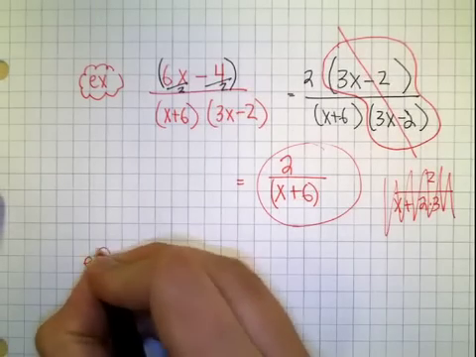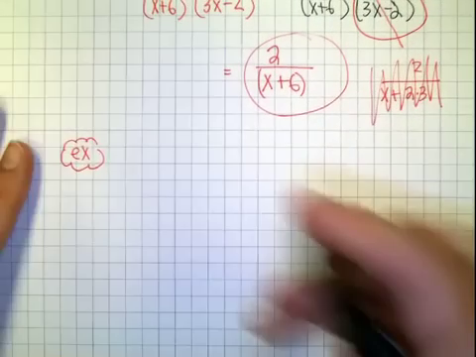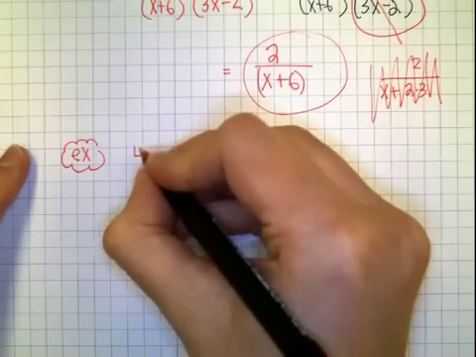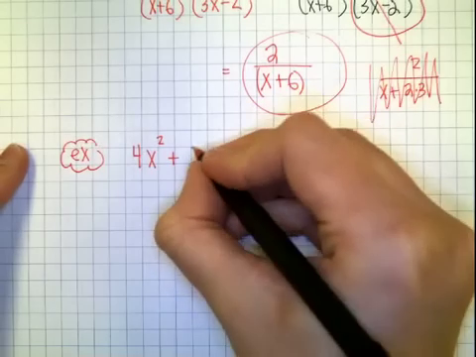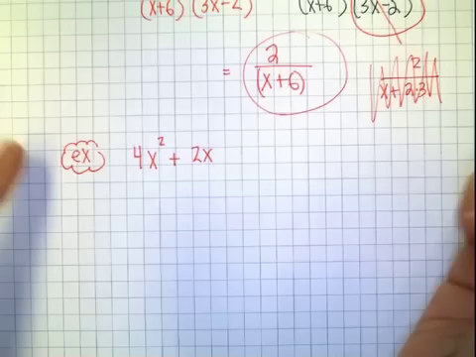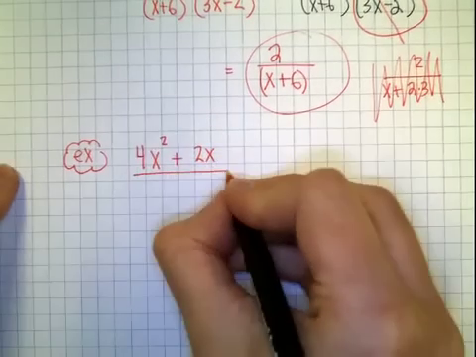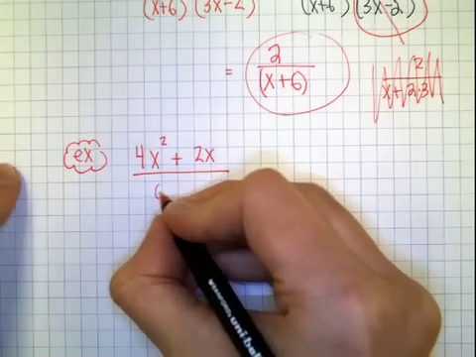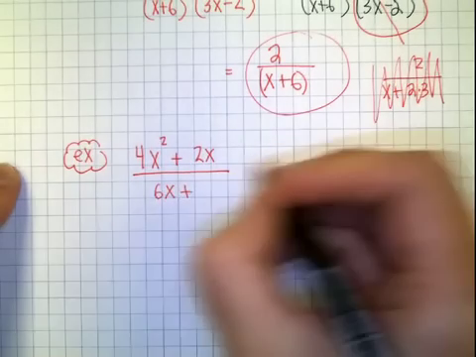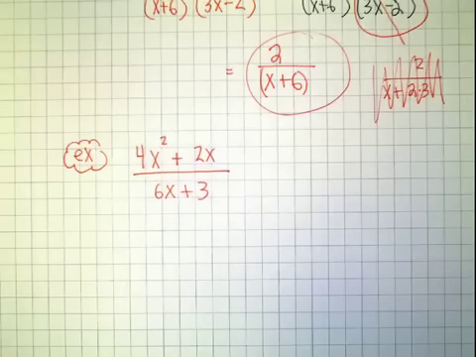Okay, so here's an example of one that's a little trickier. It's going to have some more variables in it. Imagine you have 4x squared plus 2x over 6x plus 3. 4x squared plus 2x over 6x plus 3.